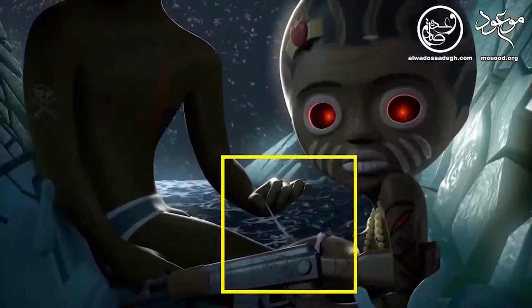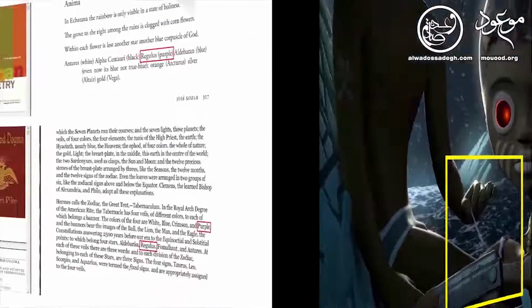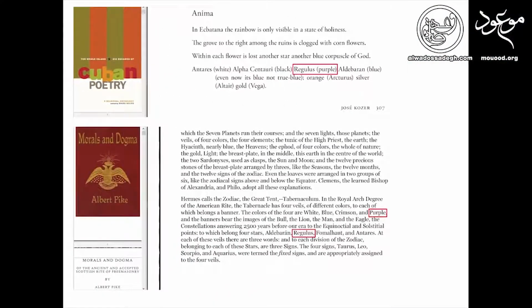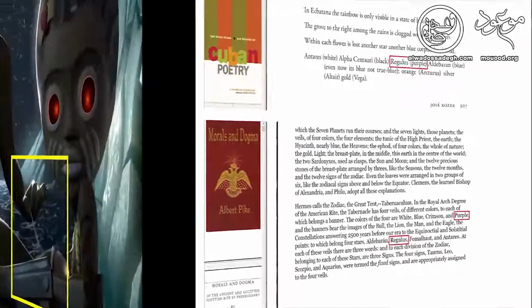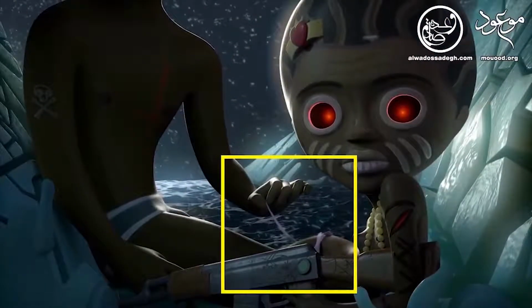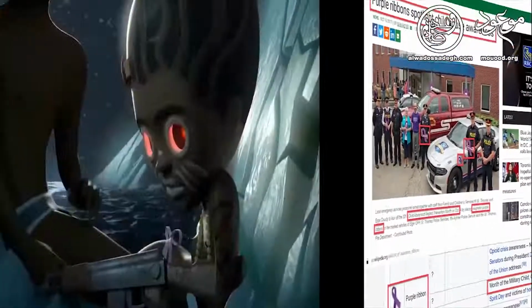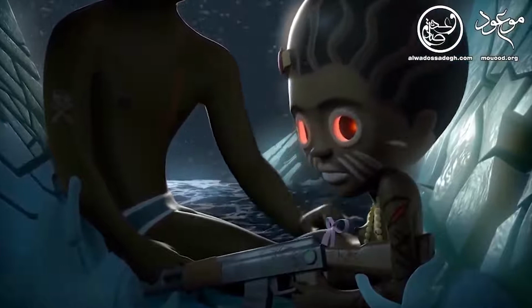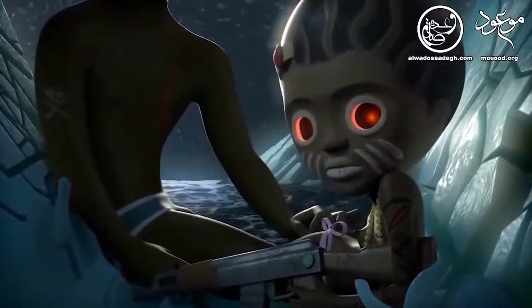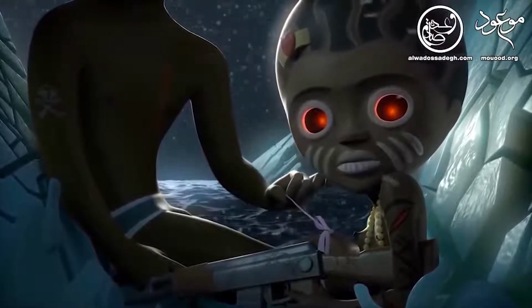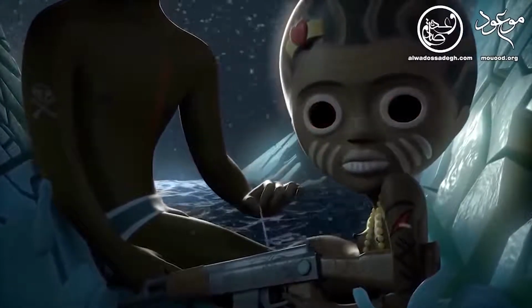In the fifth layer, the purple garter has two imports. One is the obedience of the Masonic politicians of the continent of Africa in executing Illuminati leaders' plans, especially the ones related to the Regulus Star. Second, it emblematically demonstrates child abuse. Hence, this scene is depicting the various ways the Masonic politicians of Africa are taking advantage of its children.